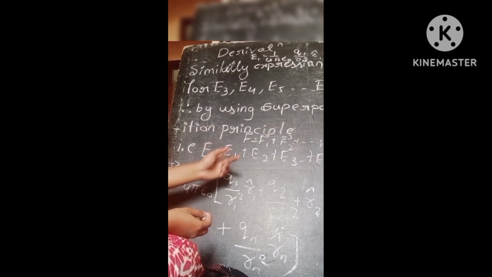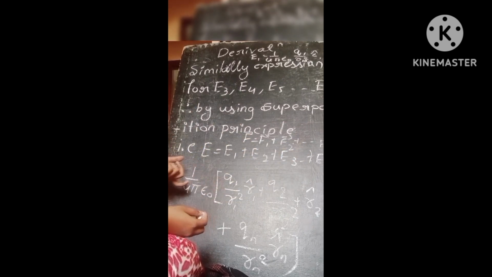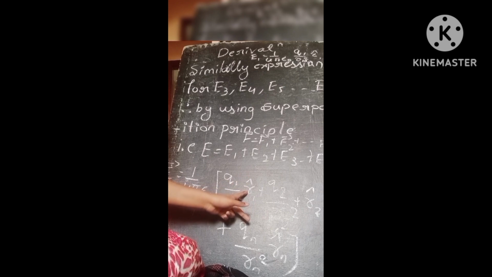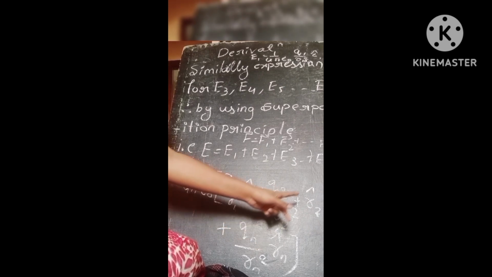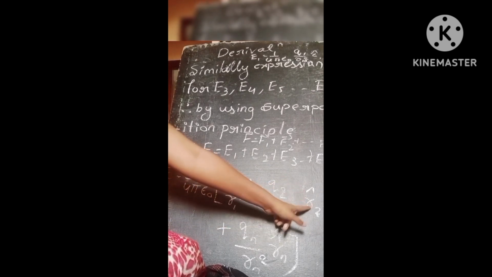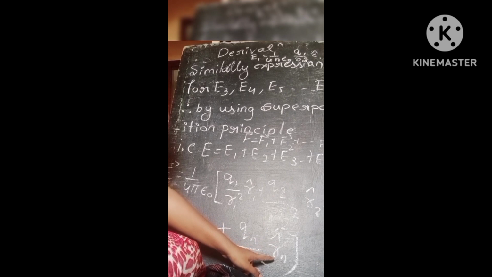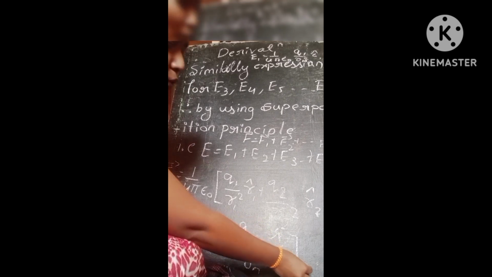We know that for E1, E2, E3, all the quantities have a constant value, 1 divided by 4 pi epsilon naught. Here epsilon naught is the permittivity of free space, and 4 pi is a constant as we know. So vector E is equal to 1 divided by 4 pi epsilon naught, times Q1 divided by r1 squared into r1 cap, plus Q2 divided by r2 squared into r2 cap, plus and so on up to plus Qn divided by rn squared into rn cap.